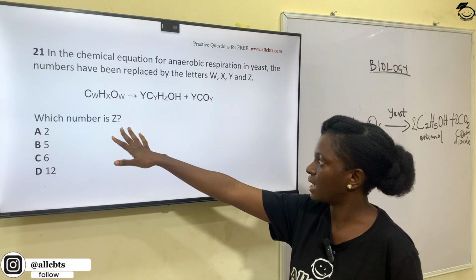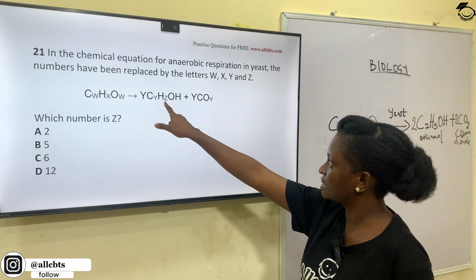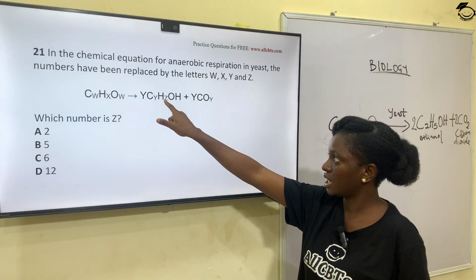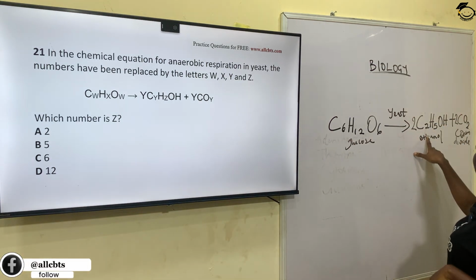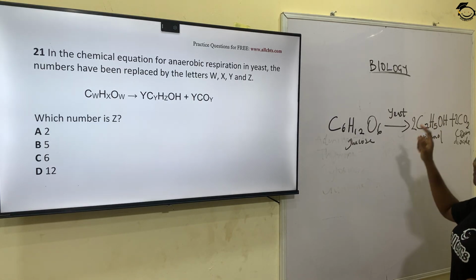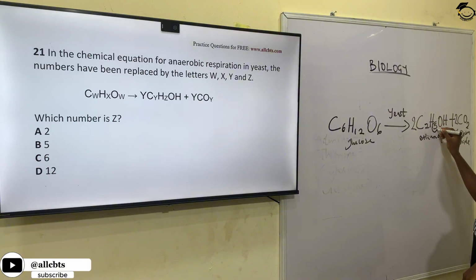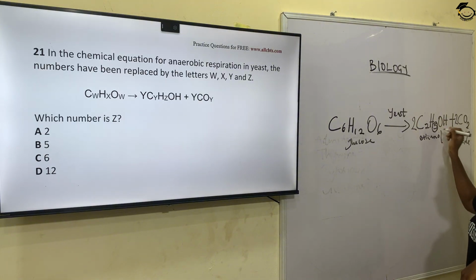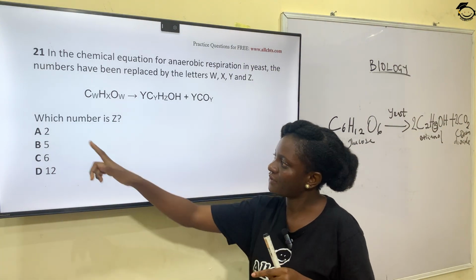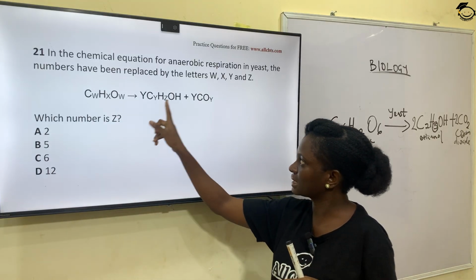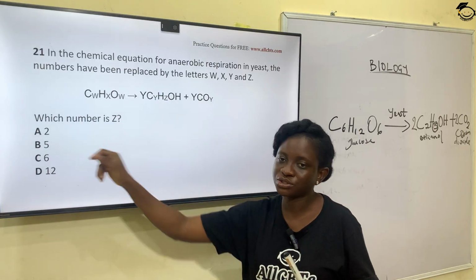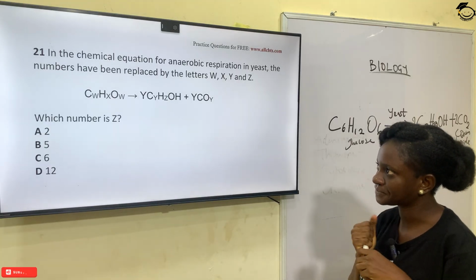So which number is Z? That means Z with the one that has H here. So which number is Z? We have C2H5. So from this equation, we can see that the one that is represented as Z here is 5. That means 5 is represented as Z here. Option B is the correct answer.